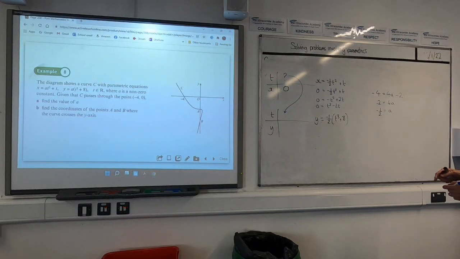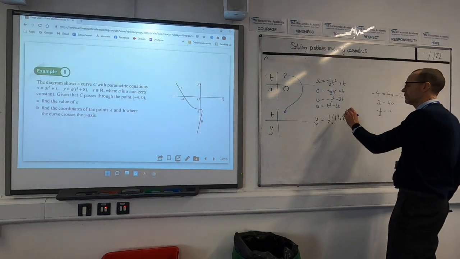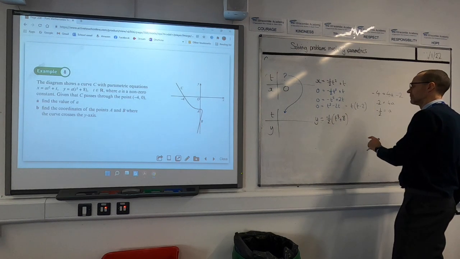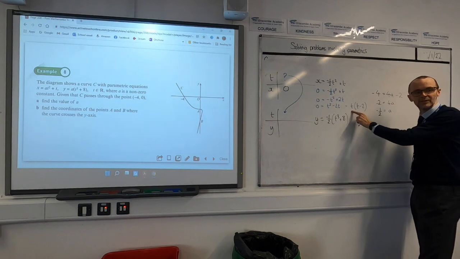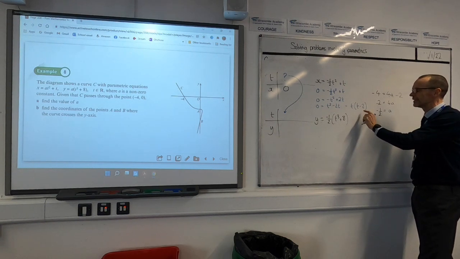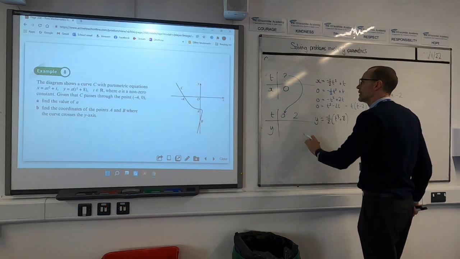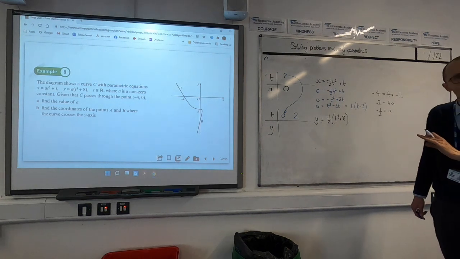You got solutions, George? I do not. Well, if I factorise it, what values do I get from solving that? 2 and 0. So the values of t that make x equal to 0 are 0 and 2.